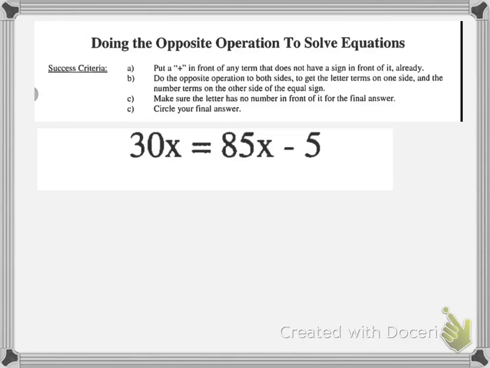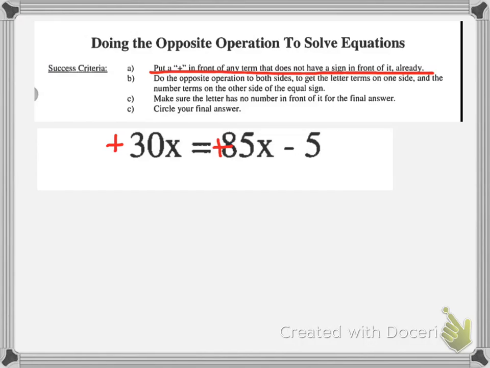So the success criteria says, put a plus in front of any term that does not have a sign in front of it already. So this 30x doesn't have a sign in front of it, so it's automatically a plus. If it was supposed to be negative, then they would show the negative. So this 85x doesn't have a sign in front of it because an equal sign isn't a positive or a negative. They mean a positive or negative sign. So that's actually positive 85x minus 5.